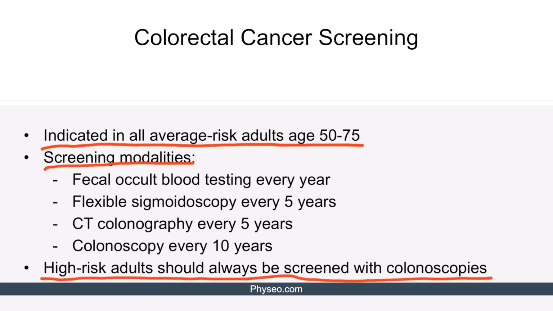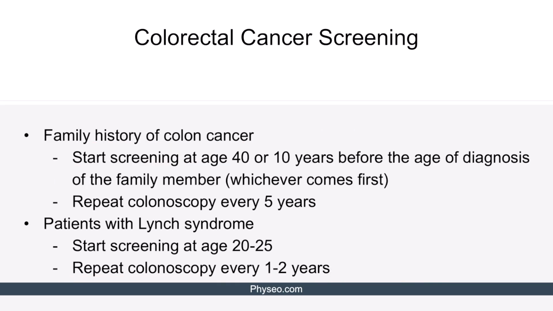Okay, so in brief review, there are 4 options. The most accurate is the colonoscopy, which means a normal exam doesn't need to be repeated as often. So you only need to do that every 10 years. But the other types of imaging, CT colonography and the flexible sigmoidoscopy, aren't as accurate, so you have to actually repeat those twice as often, so every 5 years. And then the least accurate of all of them is fecal occult blood testing, so you need to do that annually.